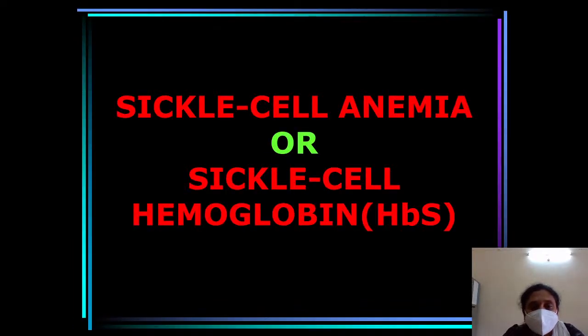Now here the first one is HbS hemoglobinopathies. First, what we are discussing is that it may be due to abnormal synthesis of hemoglobins. So abnormal hemoglobins, one is HbS, that is sickle cell hemoglobin. HbS is sickle cell hemoglobin or sickle cell anemia.